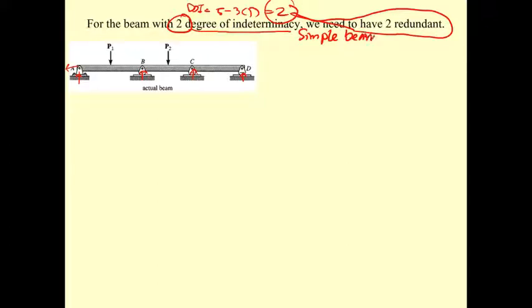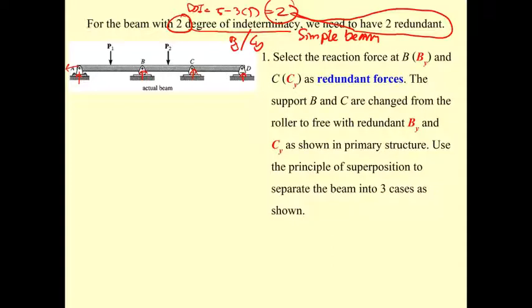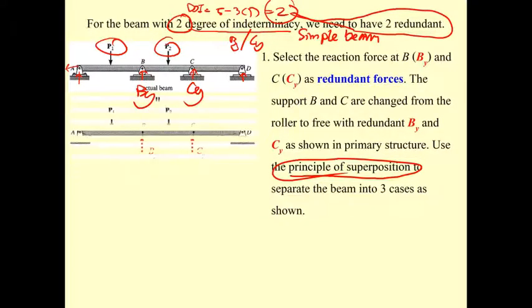To make the beam a simple beam, we're going to take B sub y and C sub y as the redundants. And you also go back and use the principle of superposition. We can separate this beam into 3 beams. One is the primary beam subjected to the applied loading. Another one is the beam that's subjected to B sub y, and the third is the beam that's subjected to C sub y.